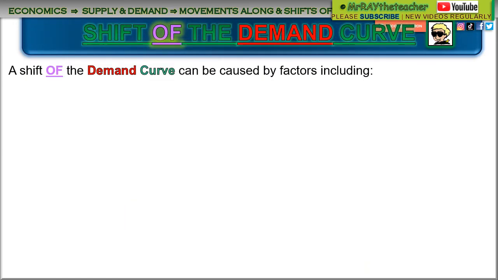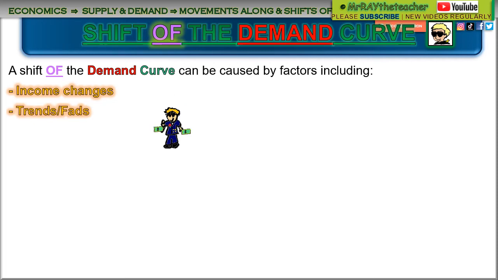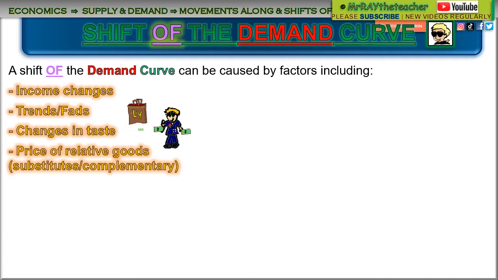Shift of the demand curve. So this is caused by other factors, including income changes. So this is Bob, yours truly, becomes rich. Look at that. Look at that swag. Look at that flex. Trends and fads. So maybe he likes this particular brand, which is a bit cheaper. Maybe the richer people's fads have a taste for the finer things. So changes in taste. So if you look really closely, it says for educational purposes only.